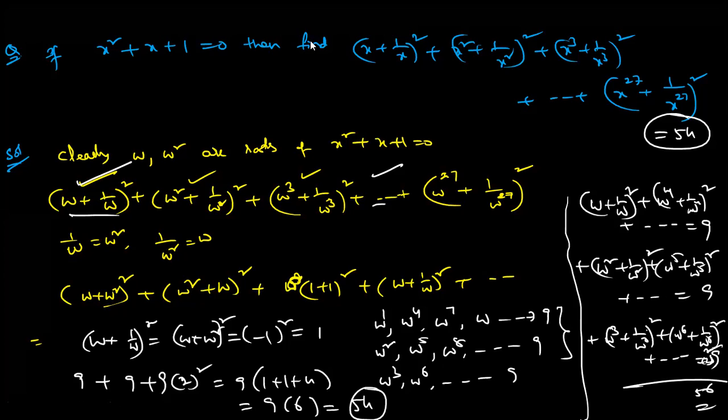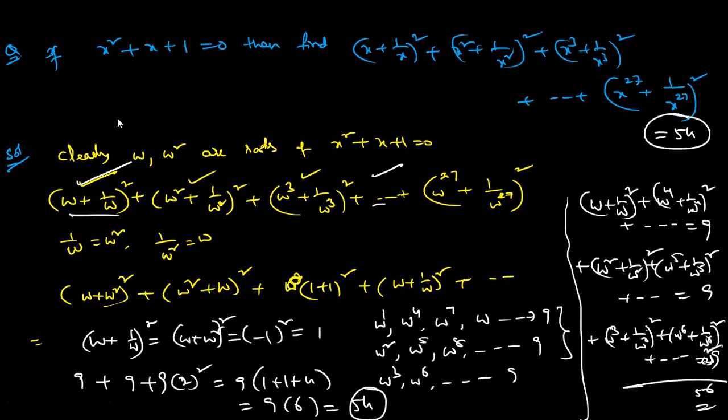Dear students, see. If x square plus x plus 1 is equal to 0, then find (x plus 1 by x) whole square. Simplify this value. So the answer is coming 54. Let us see how.